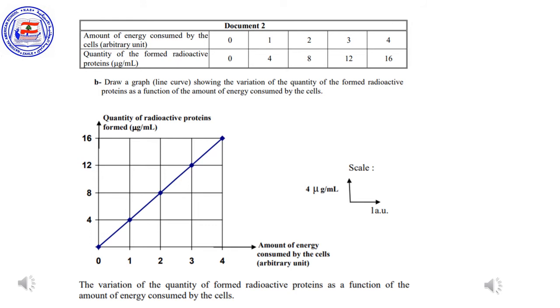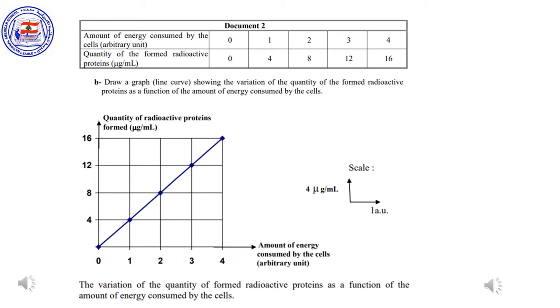What about the numbers on the y-axis that represent the quantity of the formed radioactive proteins in microgram per milliliter? 0, 4, difference is 4, 4, 8, difference is 4, 8, 12, difference is 4, 12, 16, the difference is 4, so we can take that every 1 centimeter represents 4 microgram per milliliters. And directly plot it, 0, 4, 8, 12, 16.